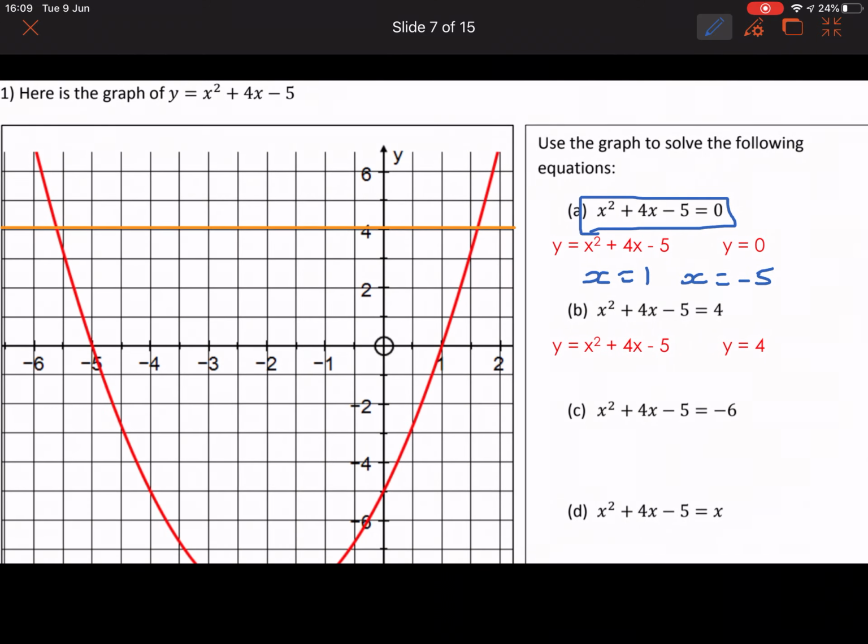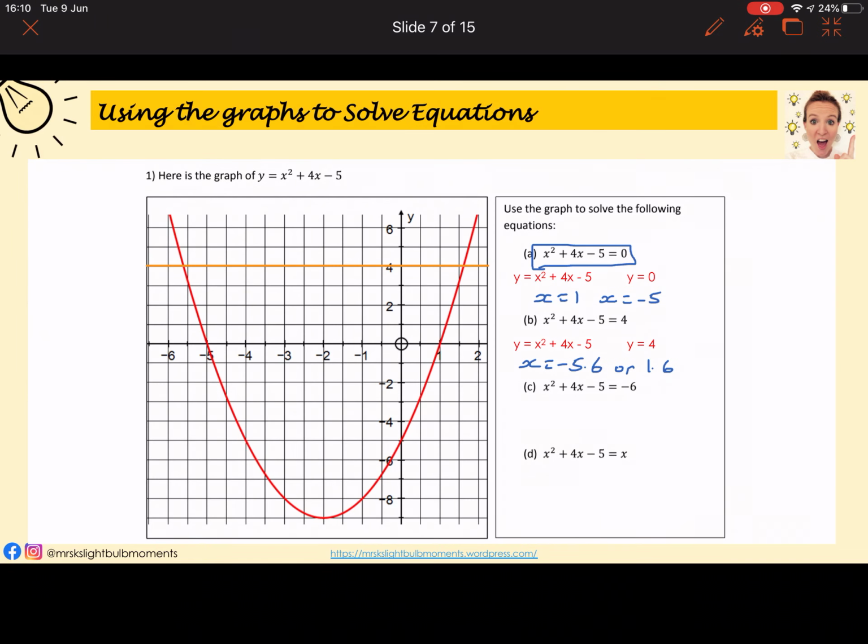So if we try and read off our graph, we've got about minus 5.6, I would say. And in the positive, 1.6. So those would be our two solutions for that one. Okay, can you see if you can work out what to do with C?